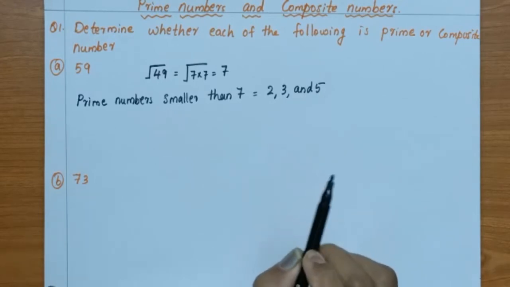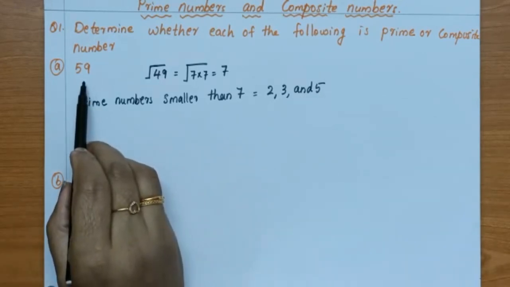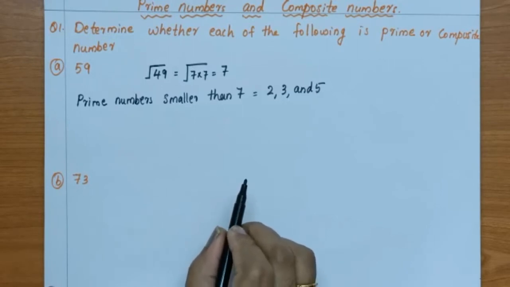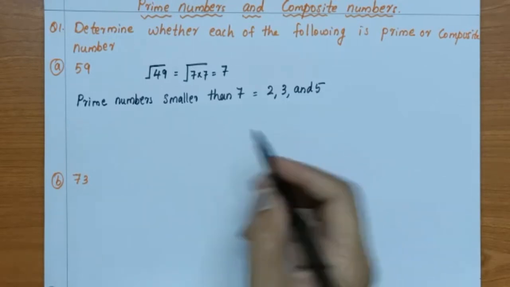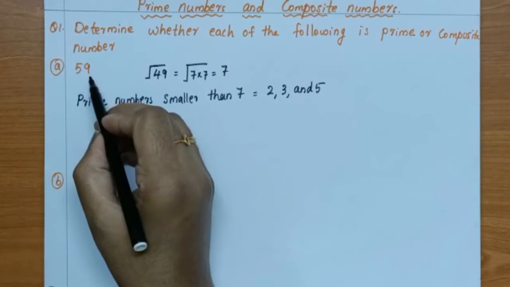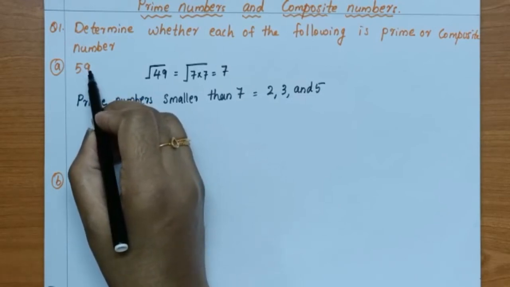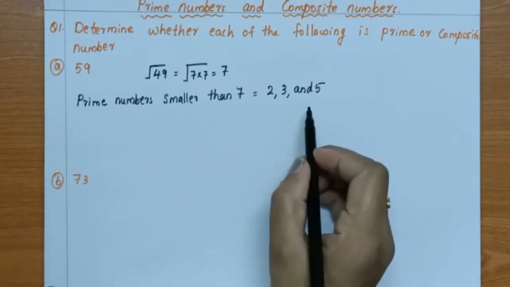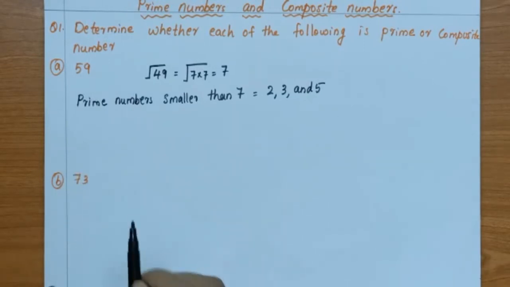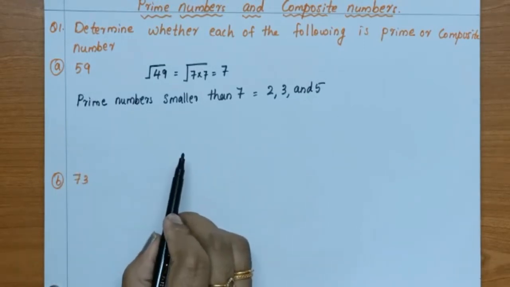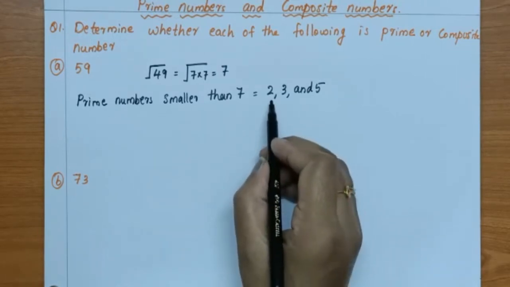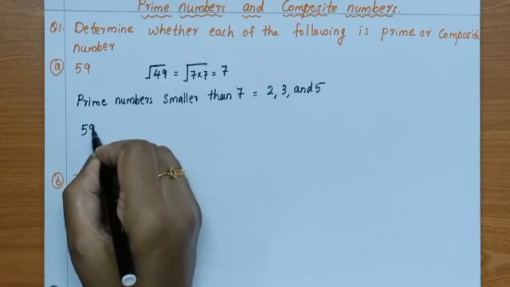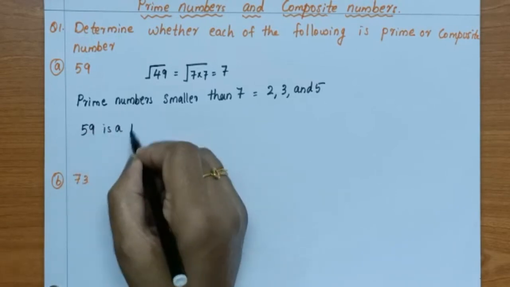So 59 is not in table 5. That means 10 fives are 50, 11 fives are 55, or otherwise we can check the end number. If it is 0 or 5, it is there in table 5. Here the end number is 9. That means 59 is not in table 5. So 59 is not divisible by 2, 3 and 5. That means 59 is a prime number.